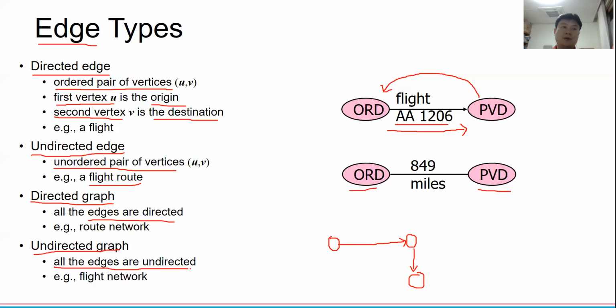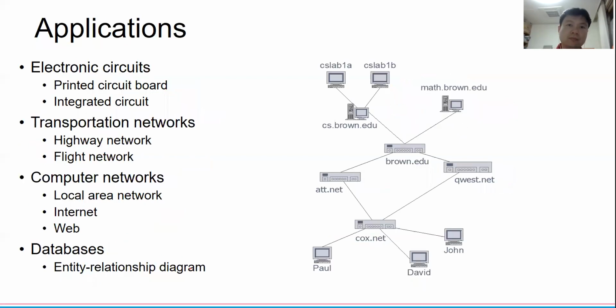Some graphs may have both directed and undirected edges. It depends on what you're going to do, but basically this is the definition of the graph based on the edge types. And the application can be anything. Maybe in the previous example, it was only to show the route, but you can also deal with graphs for electronic circuits.